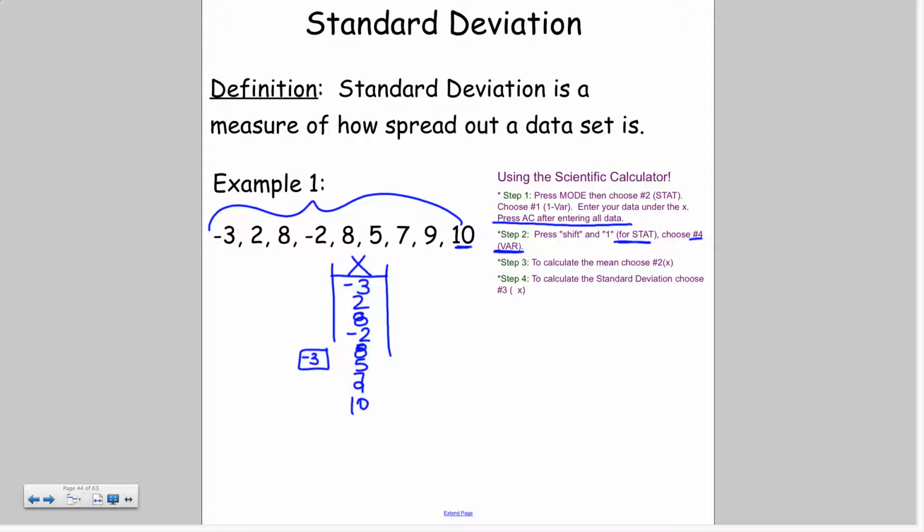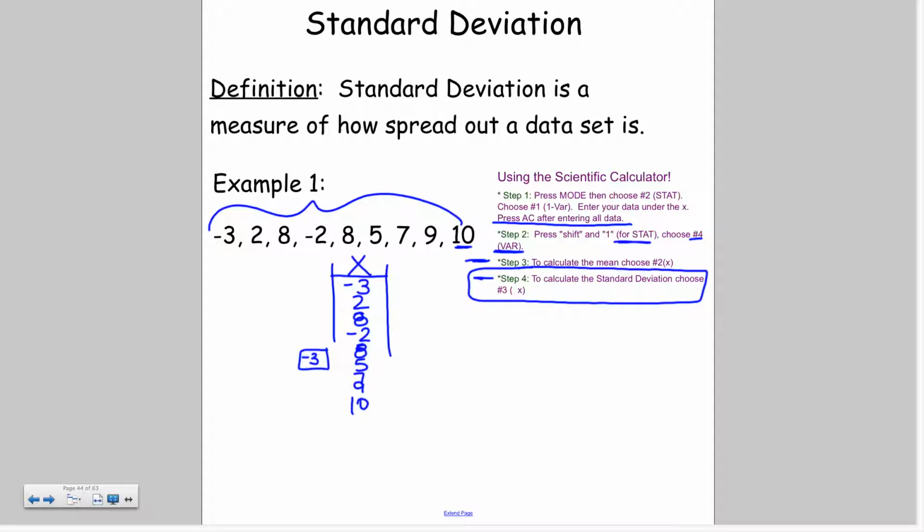Once you do that, you need to decide what you're looking for. Are you looking for your mean, or your standard deviation? In this case, we're looking for a standard deviation. So we're going to go with this step right here and skip step 3. Now, you could do your mean if you wanted to with this.